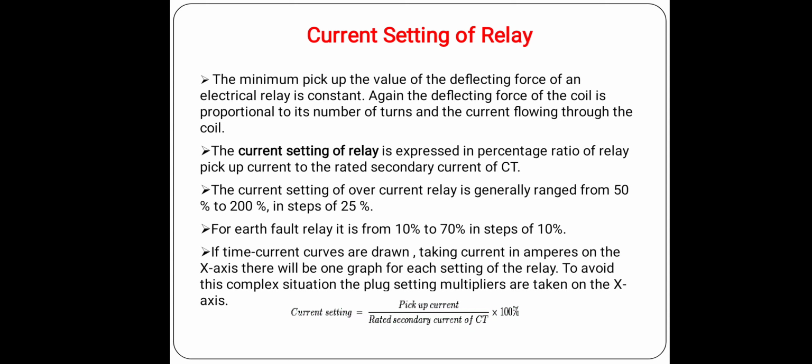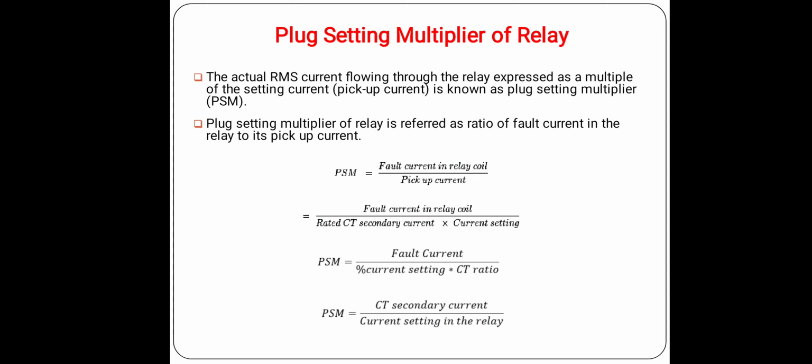At the same time, when we have any ground fault or earth fault, then this setting will be 20% to 80% of the rated current in steps of 10%. That means in case of a phase to phase fault, the relay setting will be 50% to 200% of the rated current in steps of 25%. At the same time, if a ground fault occurs, then this setting will be 20% to 80% of the rated current in steps of 10%.